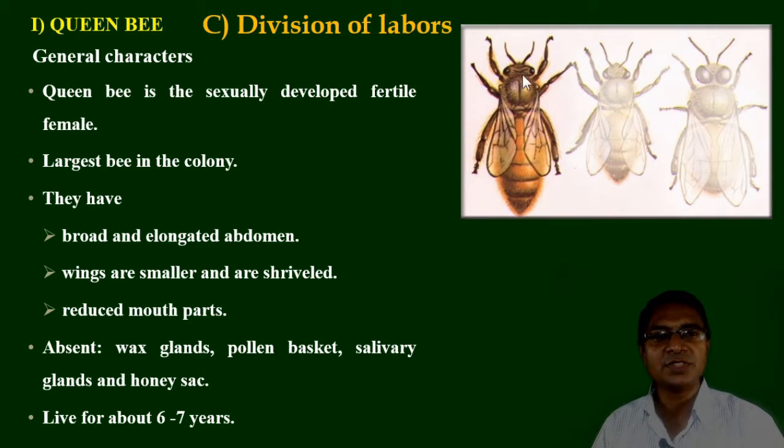The mouth parts are very reduced. The eyes are very small here. What is absent here? The wax glands, pollen basket, salivary glands, as well as the honey sac are absent. The honey sac is also known as the honey stomach, where the honey is prepared. The lifespan of the queen bee is about 6 to 7 years.